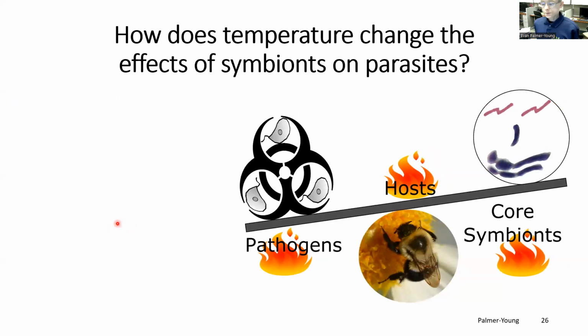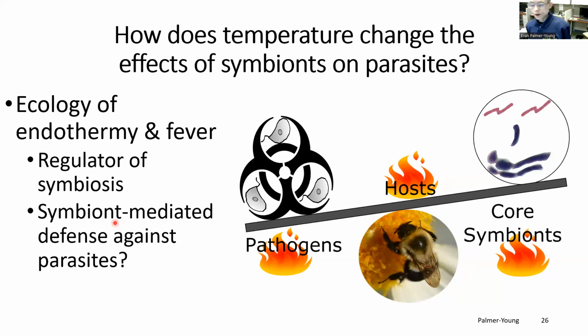More broadly, these experiments use honeybees, which are facultative endotherms, and their gut microbes as models to help better understand the value of endothermy as a regulator of the microbiome, a modulator of symbiont function, and possibly a symbiont-mediated defense against parasites. Our results suggest that in hosts that have heat-tolerant symbionts, high body temperatures could reduce infection by harnessing that antiparasitic potential of the gut microbiome.